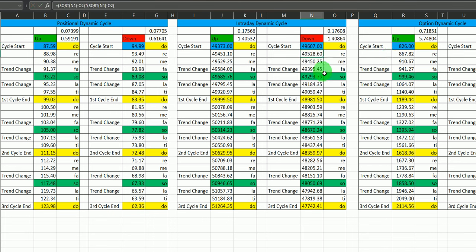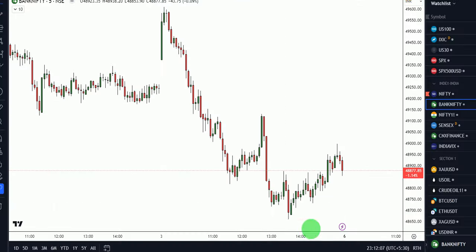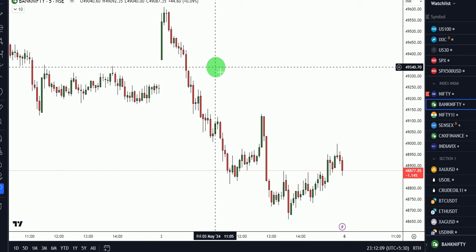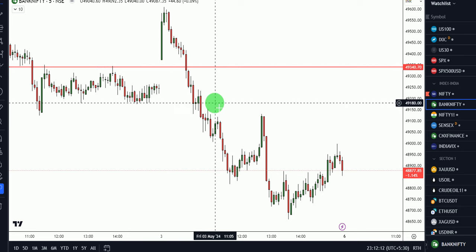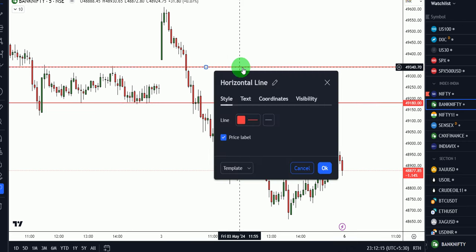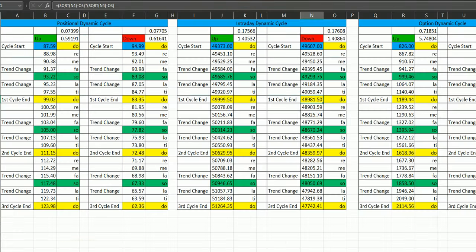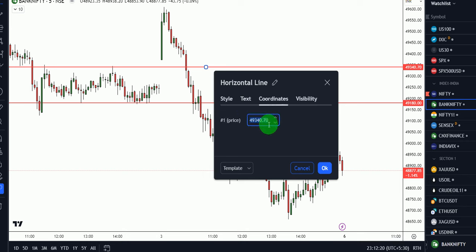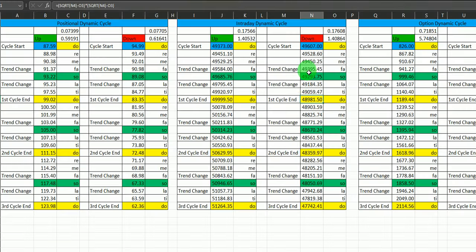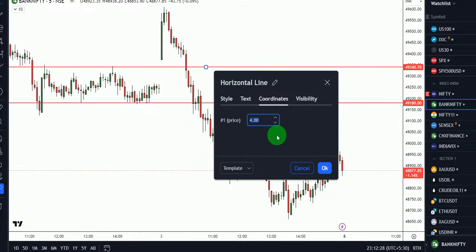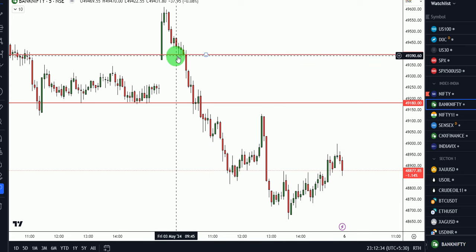So first is 49,395, then 49,184. After that, 48,981. Look at that, the market is falling down. Step by step, you can put the horizontal lines. This is the first trend change, 49,395. Look at that, it obeyed for 15 minutes. It's sustaining there. Again, it broke.